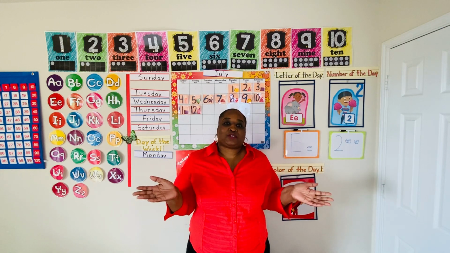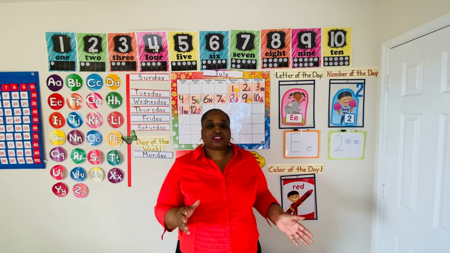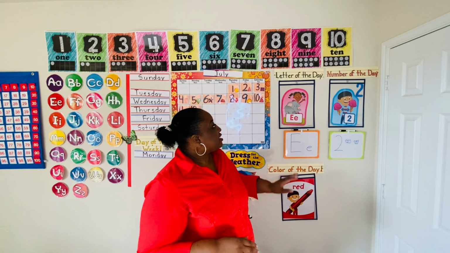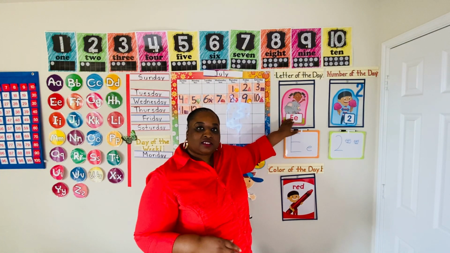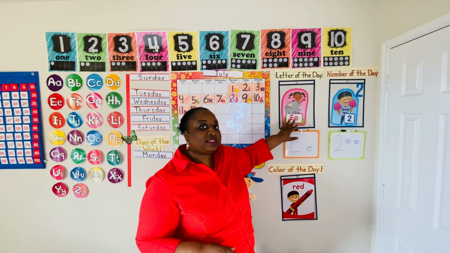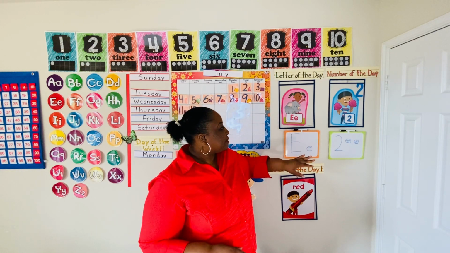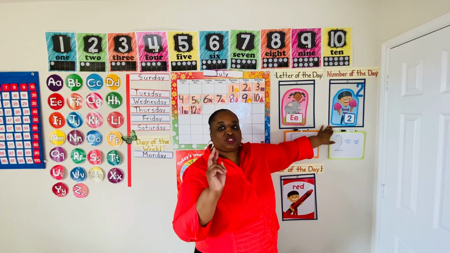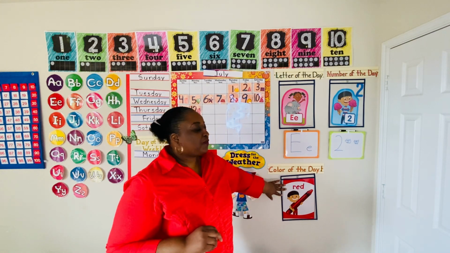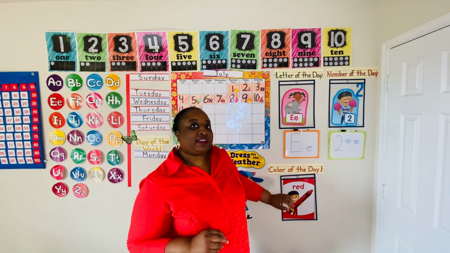Okay, boys and girls, that concludes our circle time today. You did such a wonderful job, okay? So what I want you to do is I want you to look for things in your house that may have the E sound in the beginning, okay? I want you to look for things that has 2. Look for things in your house with the color red, all right?